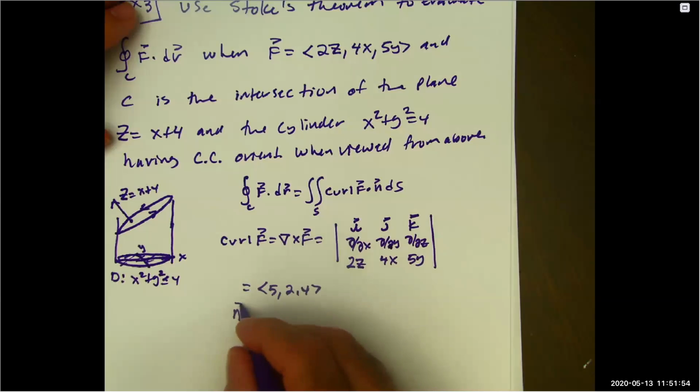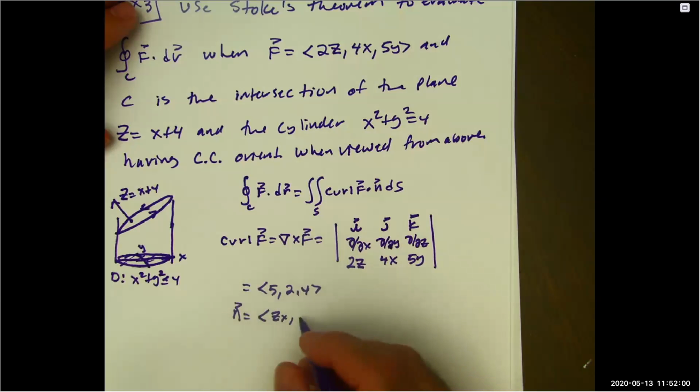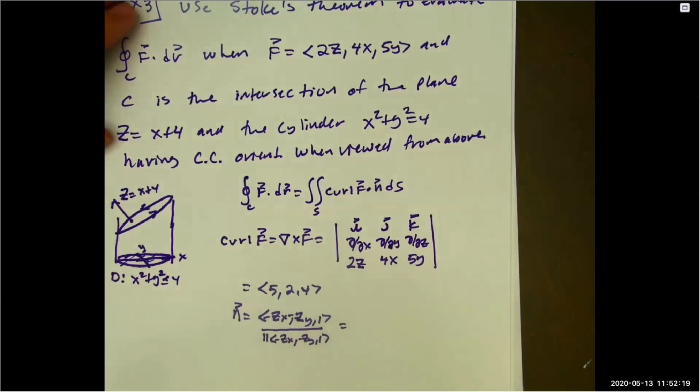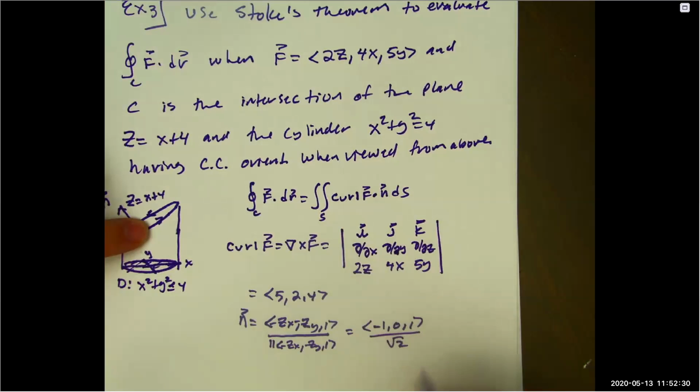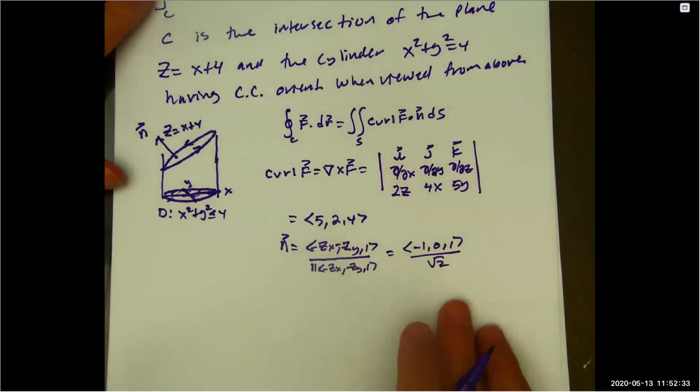And then for my n, my n is just going to be equal to negative zx and negative zy, and then 1, divided by the magnitude. And so this is our z. So this is just going to be equal to minus 1, 0, and then 1, divided by root 2. And remember that the root 2 is going to cancel.